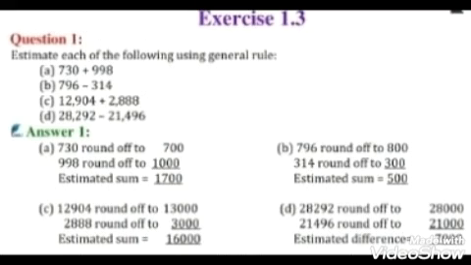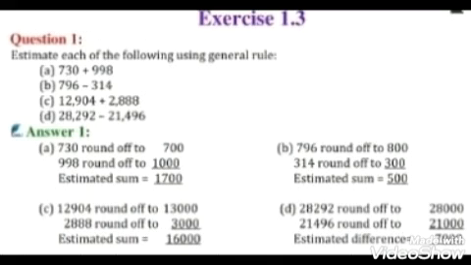Then second question, 796 minus 314. So first you take the nearest hundreds. 796 round off 800. 314 round off 300. Next minus sign is given, so you find the difference. So 800 minus 300 is equal to 500.